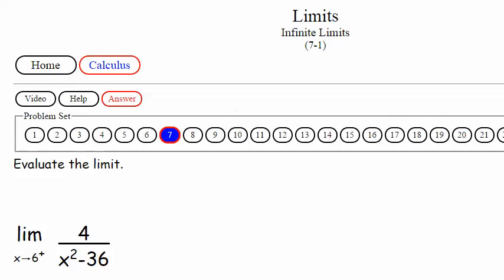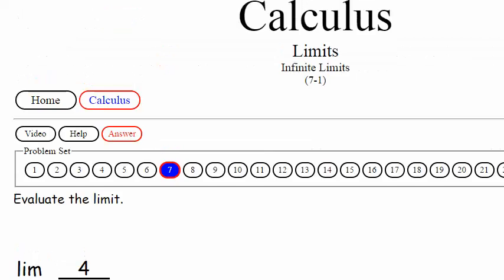Let's make sure the scripting is correct, and that looks good so far.